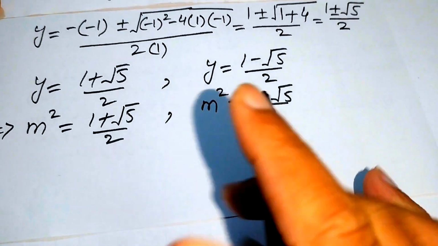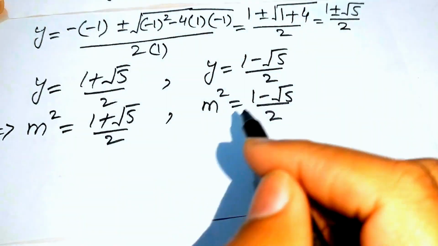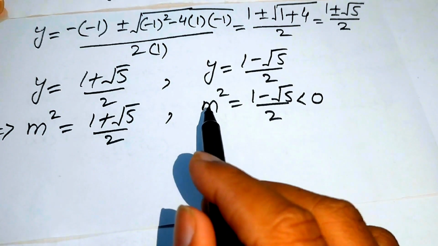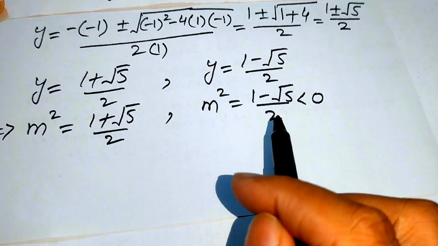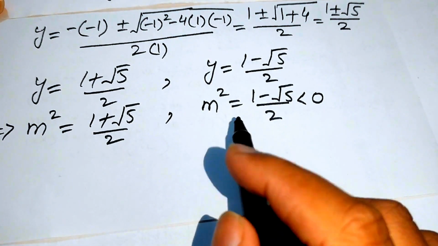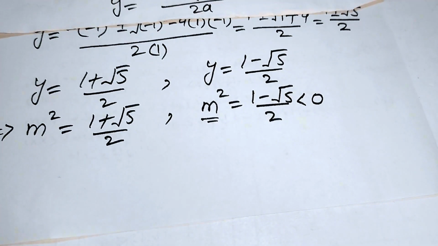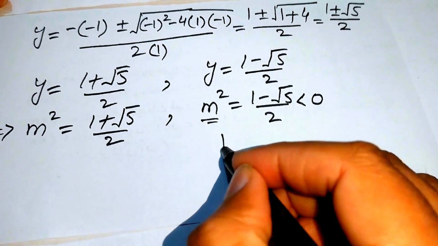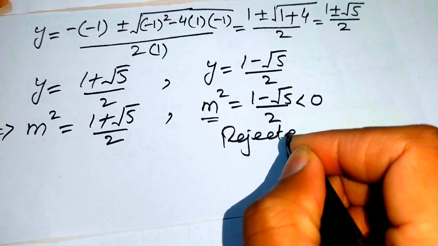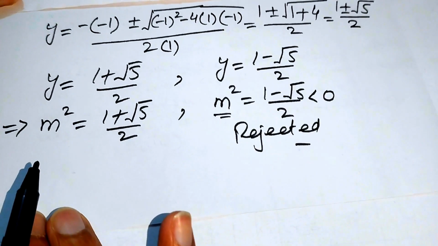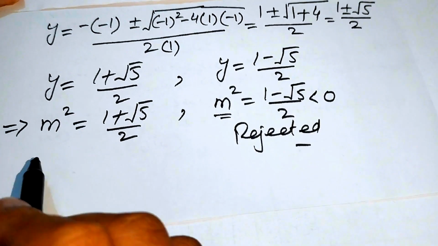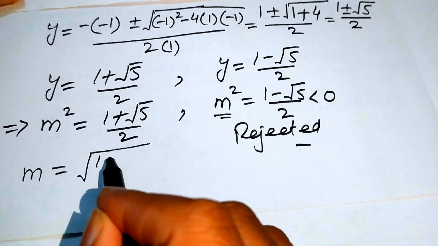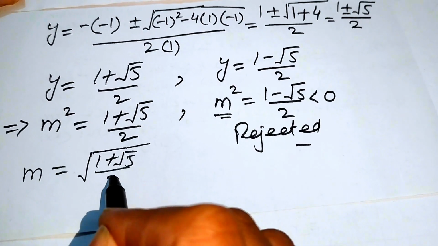Now first we discuss the second case, and you see that this value is less than 0. If this value is less than 0, it means our m squared is less than 0, so this side is negative. But we know that m is the side length of the given right triangle, and a triangle cannot have a negative length, so we reject this case and we have only the first case. In this case we take the square root on both sides and choose the positive value. So we get m equals the square root of 1 plus the square root of 5 divided by 2.